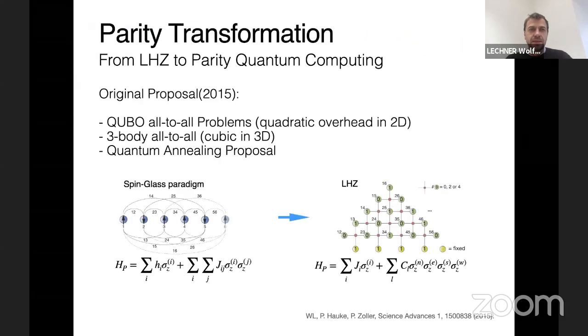In our original proposal from 2015, we assumed, or the problems that we looked at were already in the QAOA form, which means we were discussing all-to-all problems with pair interactions, and this has led to a quadratic overhead and a two-dimensional setup. We've also discussed three-body all-to-all, which has led to a cubic overhead.